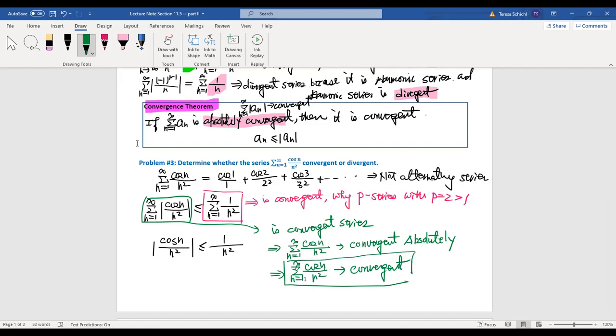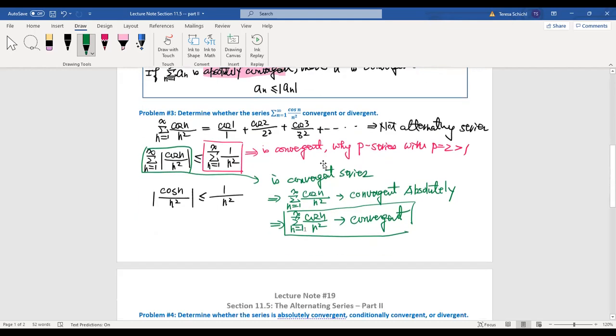For this example, I know the cosine n over n squared has positive and negative terms, but it's not alternating. So I cannot use the alternating series test to see whether it's convergent or divergent. So that's why I put an absolute value here, to see whether it's convergent absolutely or not. If it's convergent absolutely, then by the convergence theorem, I can say it is convergent. Okay, all right, that's good.